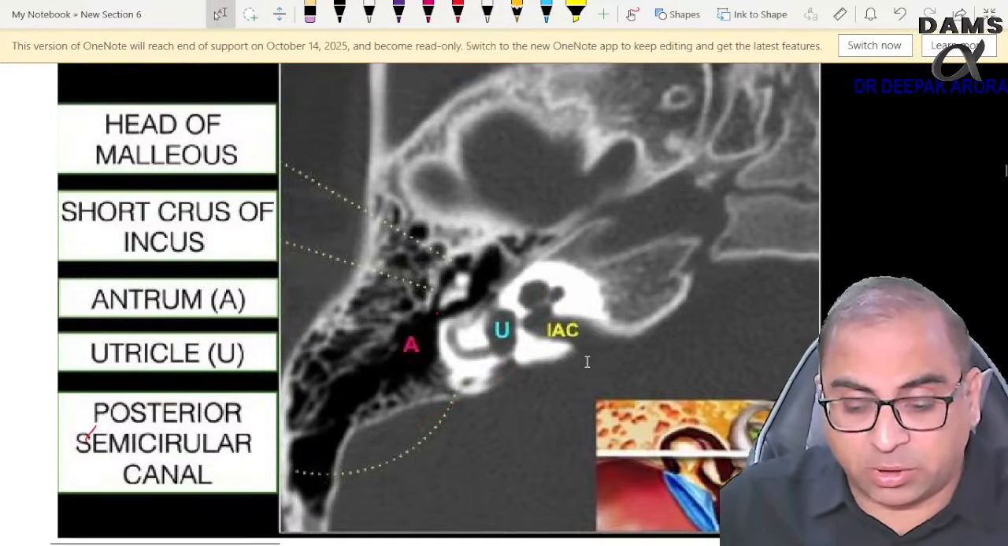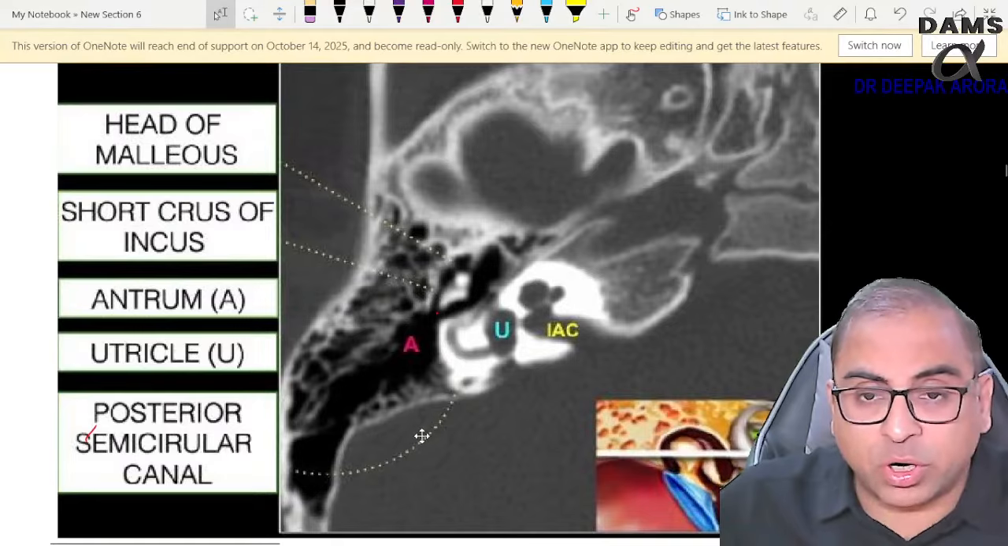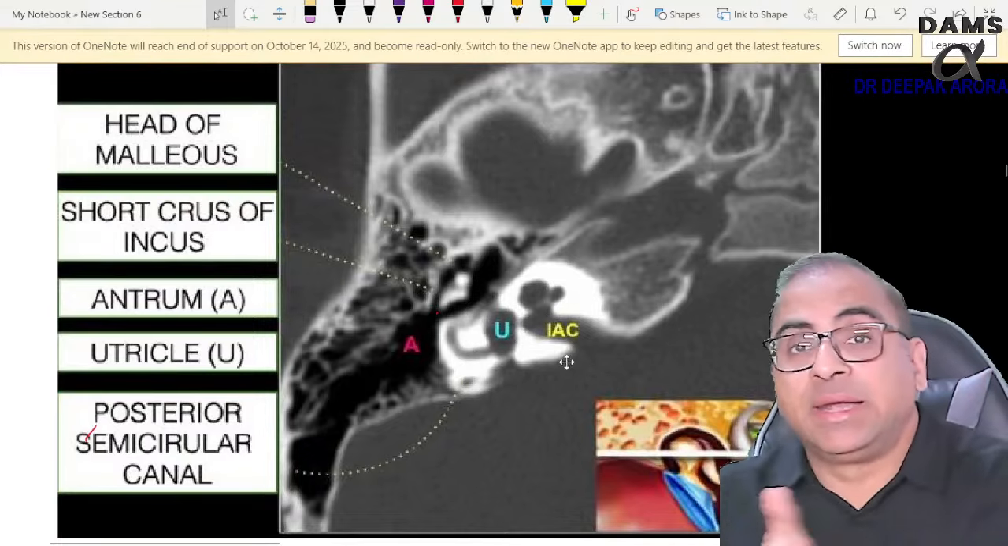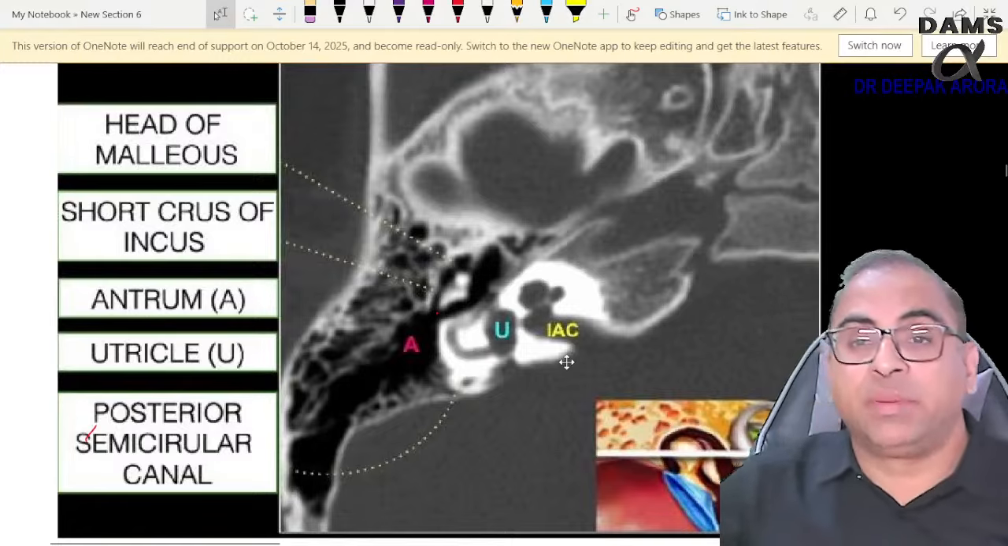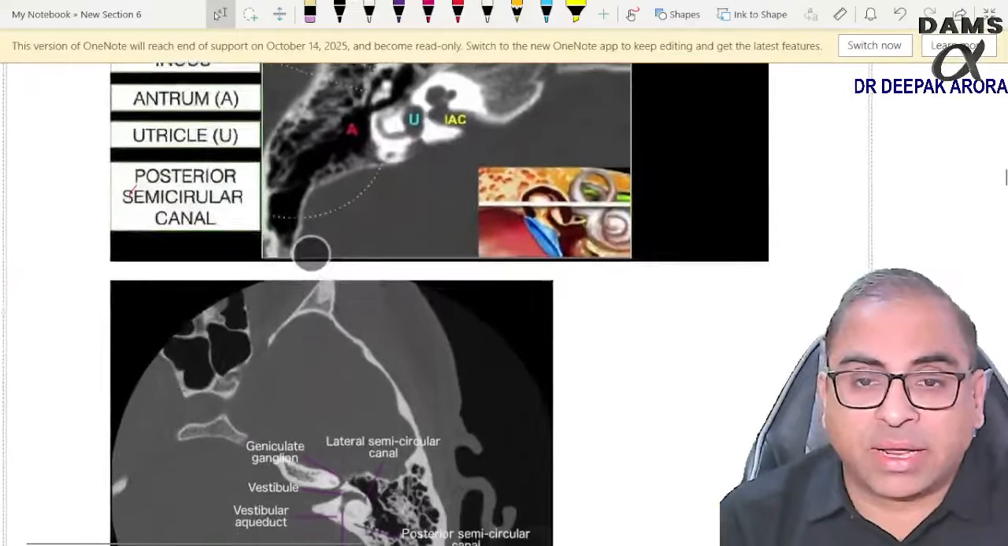I am repeating again for all my students listening to me. This is your mastoid. Start from the mastoid. Then you will appreciate your posterior semicircular canal. Then it will be the utricle, and medial, near to the brain, will be your internal auditory canal. Is it clear?